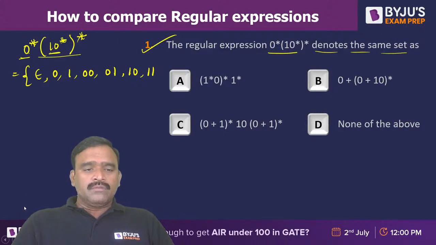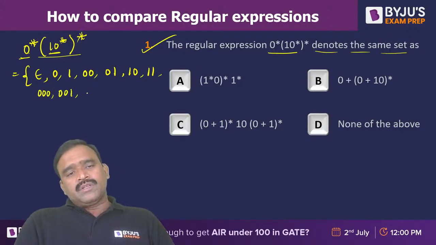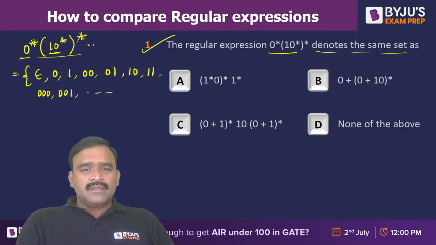So if it goes like this, 000 is possible, so any string of zeros and ones is possible. So this is the same as (0+1)*, because every string of zeros and ones is possible. Not only this, there are multiple. Let us see whether this is possible or not.